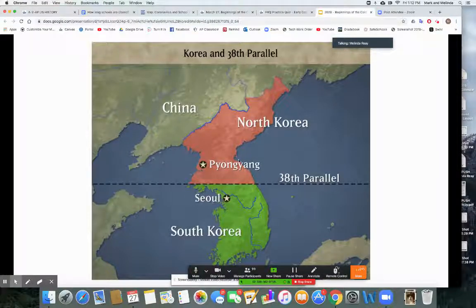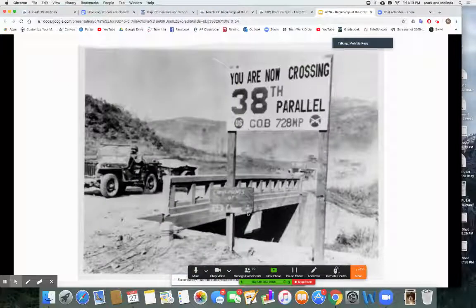And then it ends up causing the two sides to split at the 38th parallel. And make sure you know it splits at the 38th parallel. So basically to say the North is going to be communist, the South is going to be democratic. And this worked great for 3 months. And then after 3 months, North Korea invades into South Korea. And it begins the Korean War.